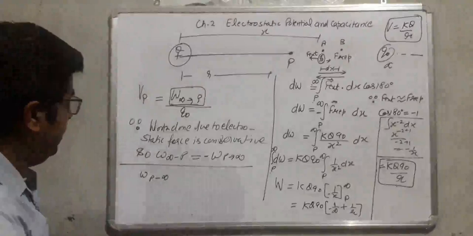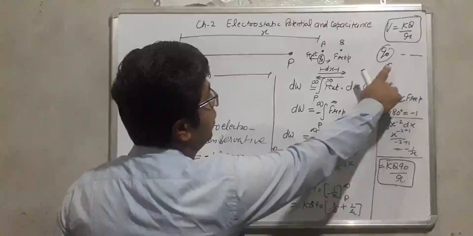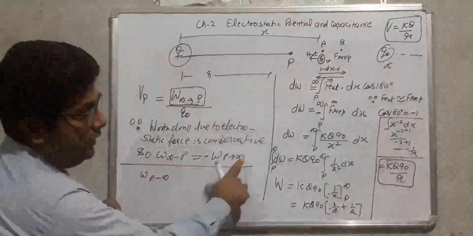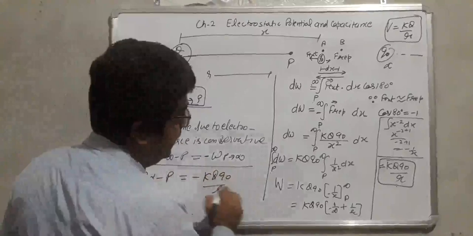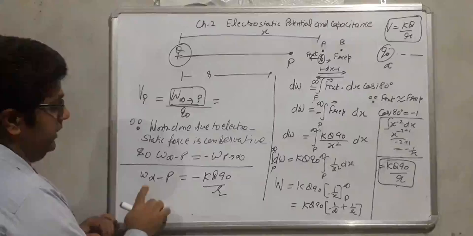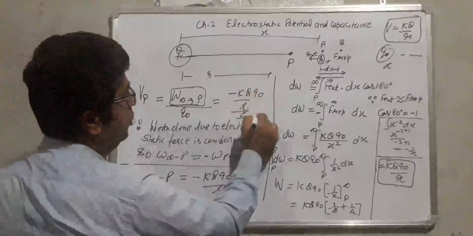Now we calculated work done from P to infinity, but actually we need to find it from infinity to P, and infinity to P is the negative of P to infinity. So you can write, infinity to P becomes minus k q q naught by r. So what is the potential from infinity to P? It is minus k q q naught by r. By q naught it gets cancelled, it is k q by r.